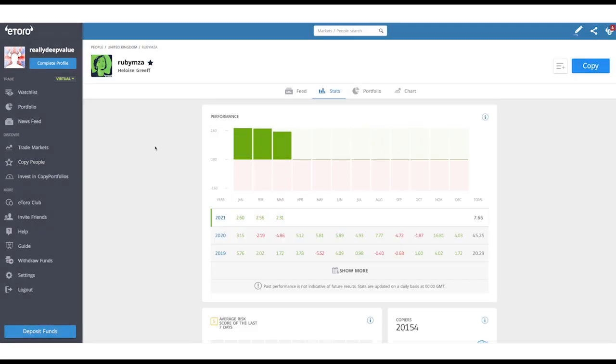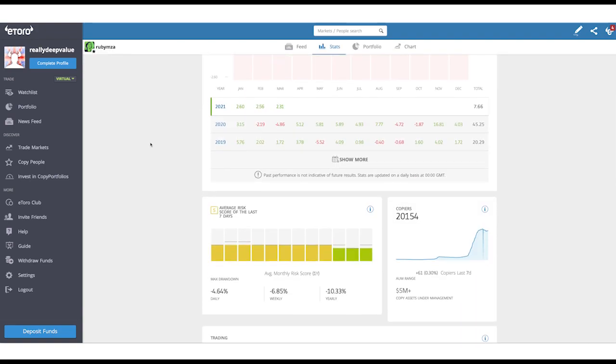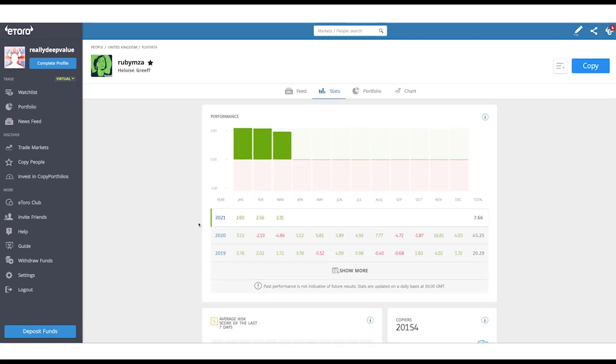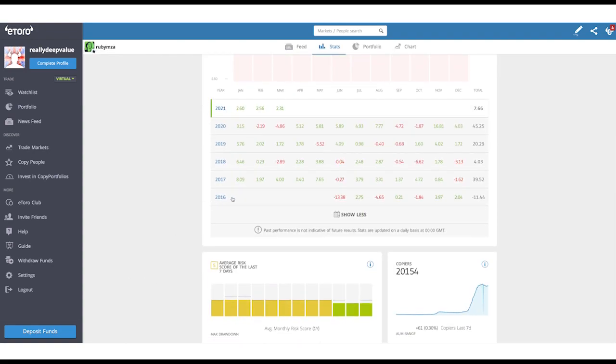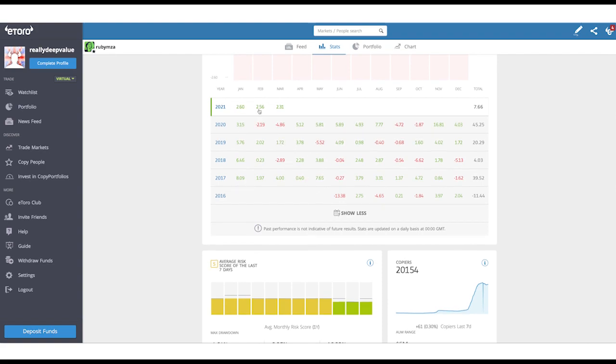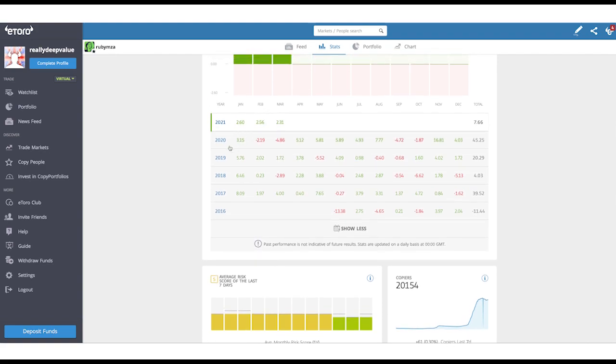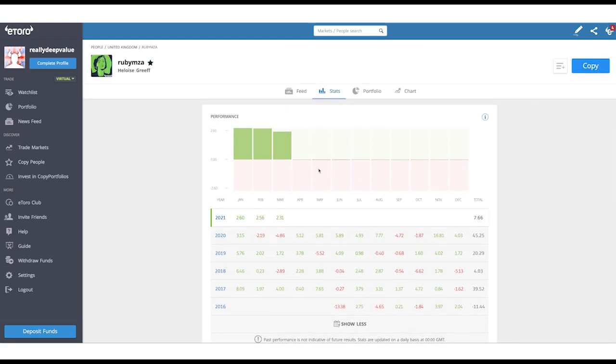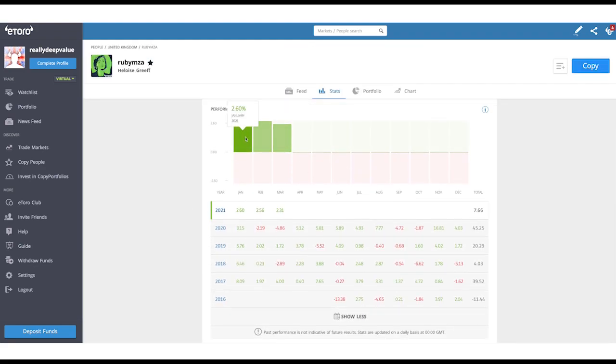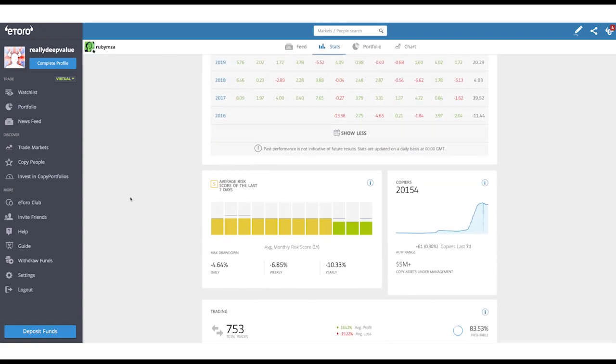Let's just click through to Ruby Enza and look at some of her details. She's been on the platform since 2016. She's got a fair smattering of green there. She's been all in the green this year. Returning 2.6 in January, 2.5 in February, and so far in March has returned 2.31%.